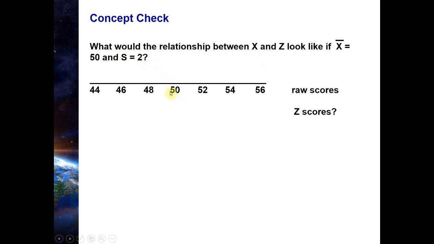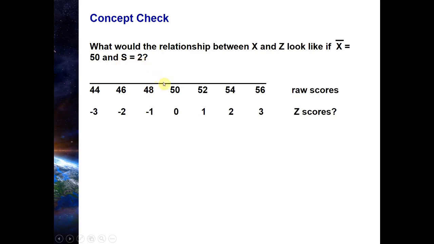Well, everybody by now should be able to tell me what 50 becomes. So 50 in the raw score distribution, the mean, becomes what on z? 50 becomes 0, right? The mean of any raw score distribution always becomes 0 on z. What about 52, 54, 56? Well, you have to go back up here, right?